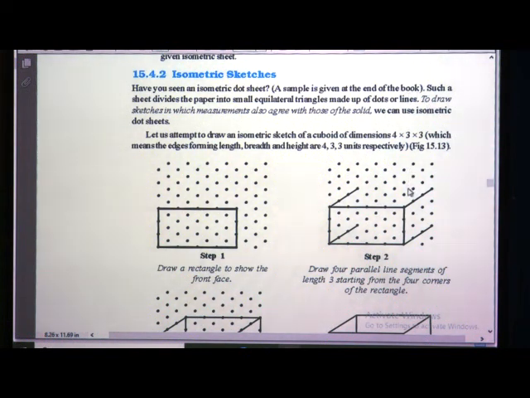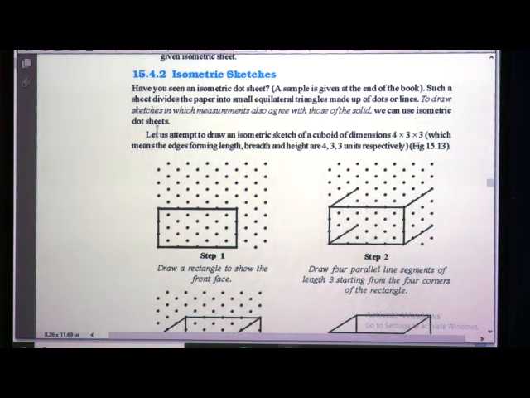Already it is 1x we are having. You can try on the last page of your textbook. Such a sheet divides a paper into small equilateral triangles. You can find out a small equilateral triangle, make up dots or lines.